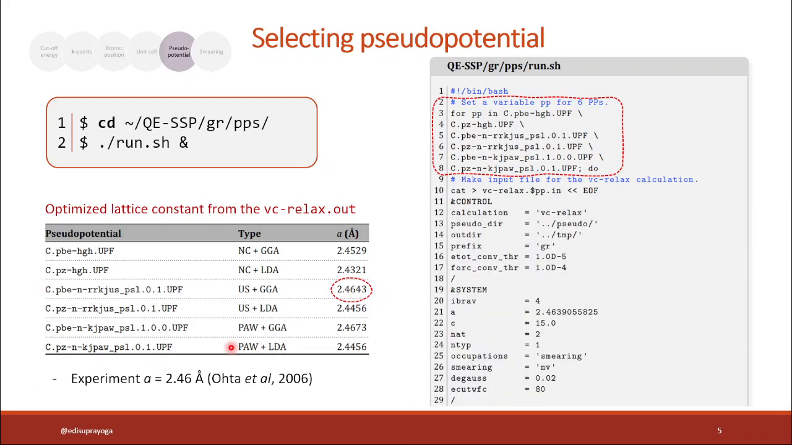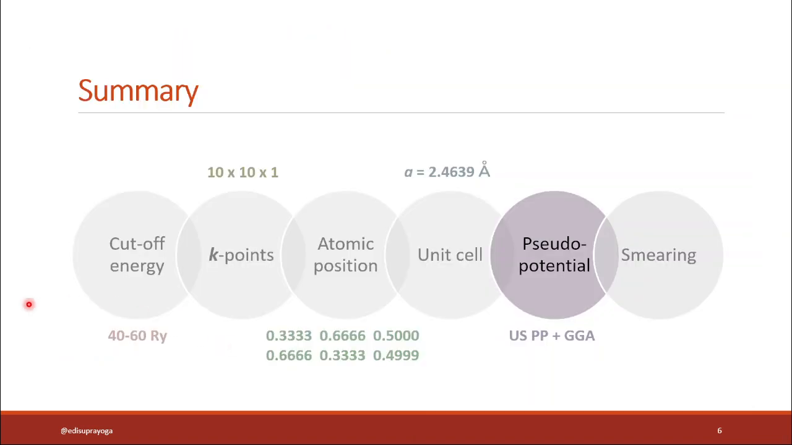Okay, and for the summary, we have selected the pseudopotential by comparing the lattice constant with the experiment. Accordingly, we choose ultrasoft pseudopotential plus GGA approximation to be used in this tutorial.